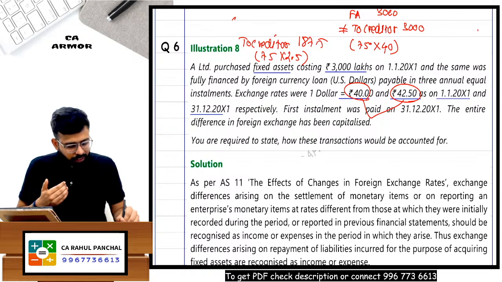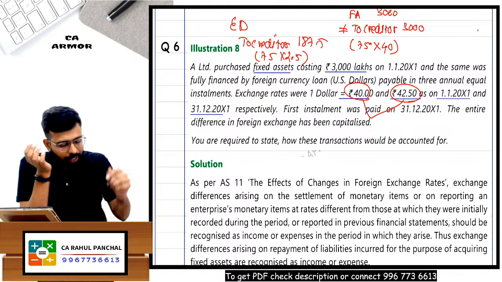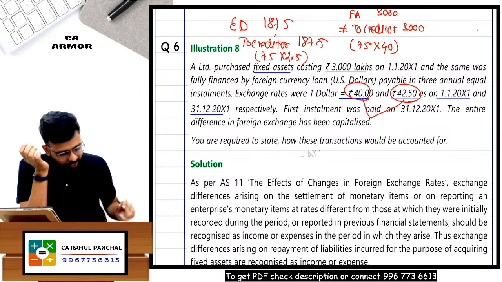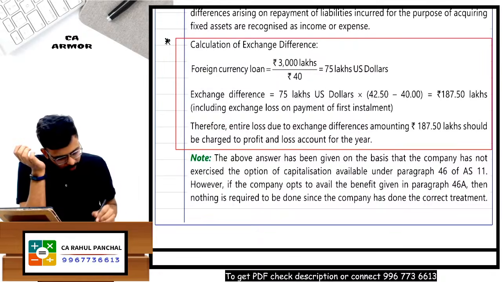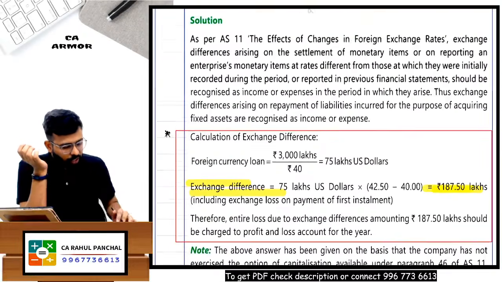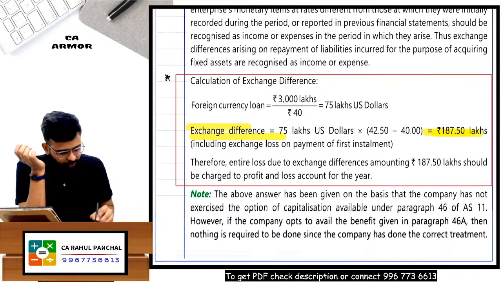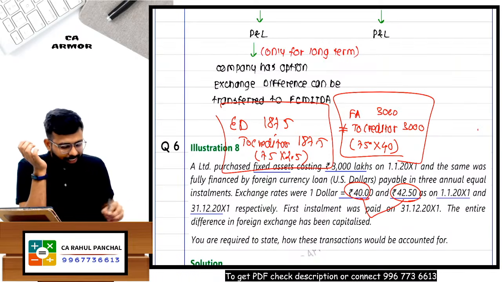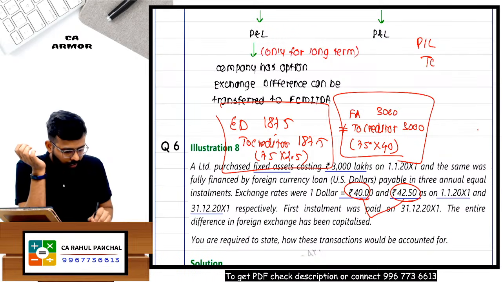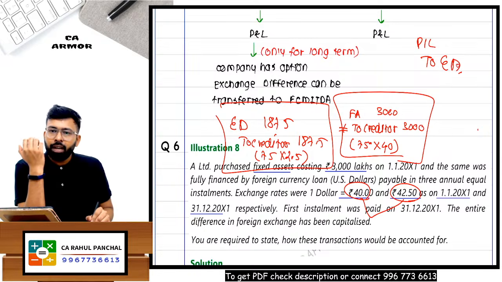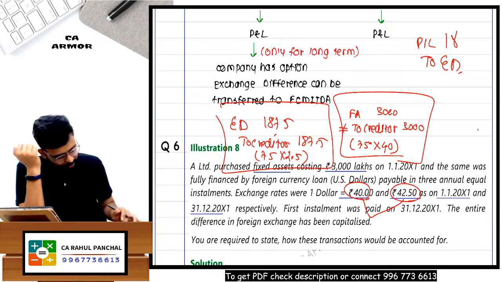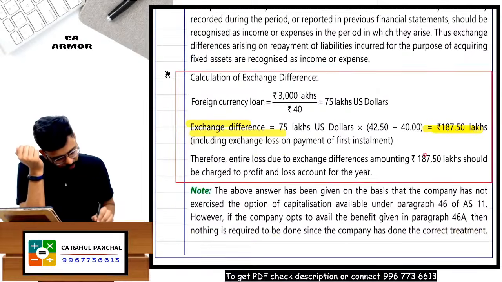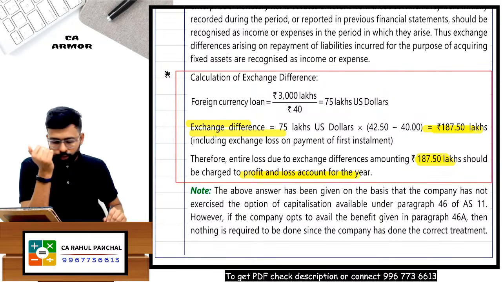Where will you adjust it? It will be exchange difference. Now this 187.5 of exchange difference, where will you transfer it? The first entry was for the purchase, the second for the exchange difference. This exchange difference can be transferred to the P&L account. See, it is written 187.5 should be transferred to the P&L account.